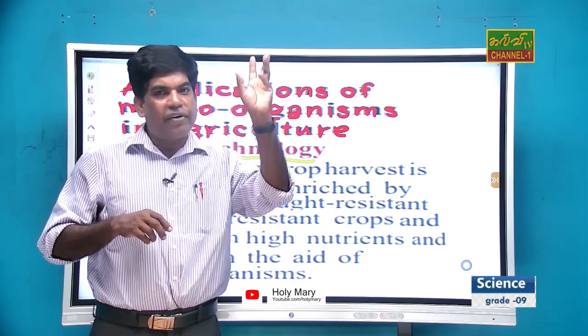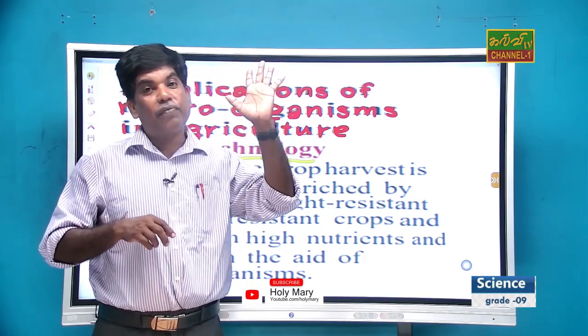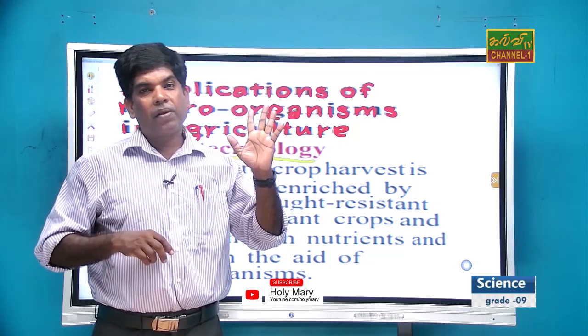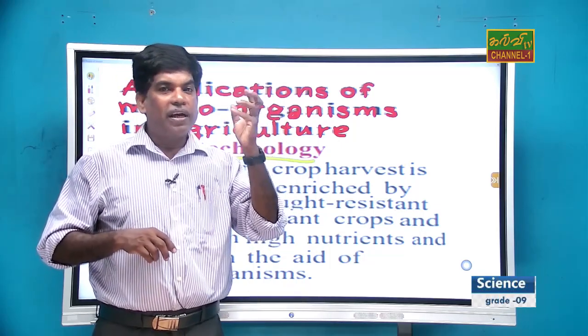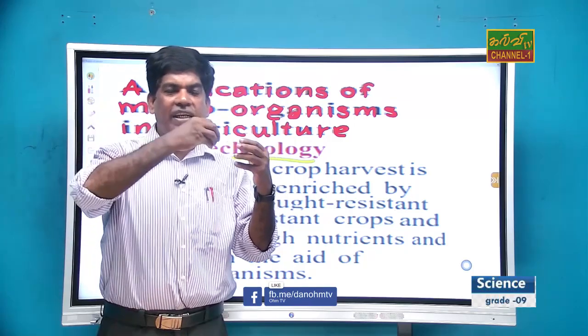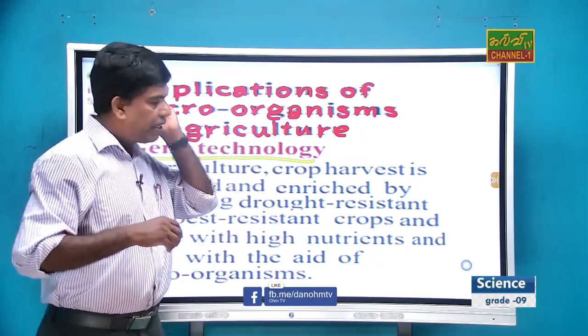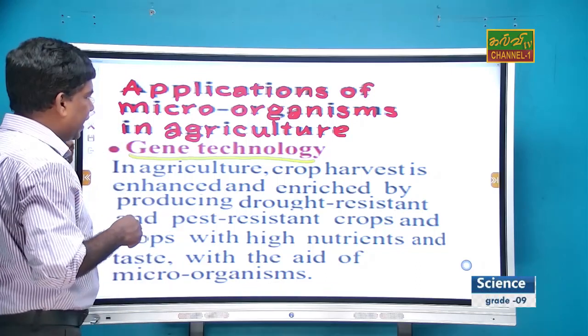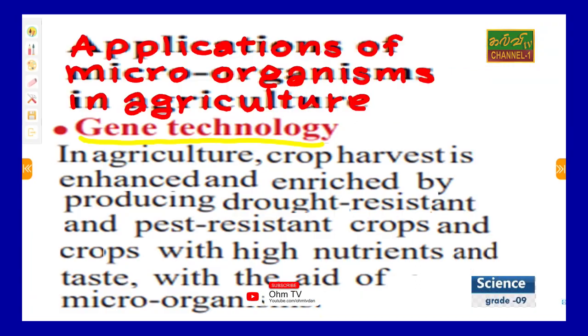This rice is going to develop rich in vitamin A. So, we have got advantages. By what? Using gene technology, right? Here they have also mentioned that in agriculture, crop harvest is enhanced and enriched by producing drought resistance.